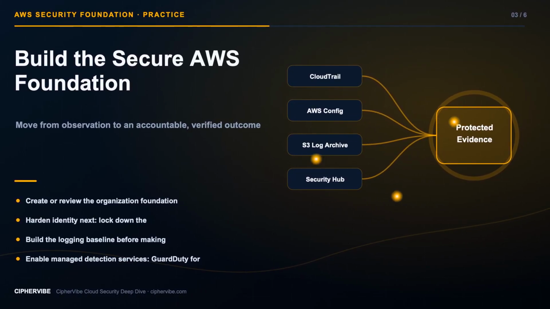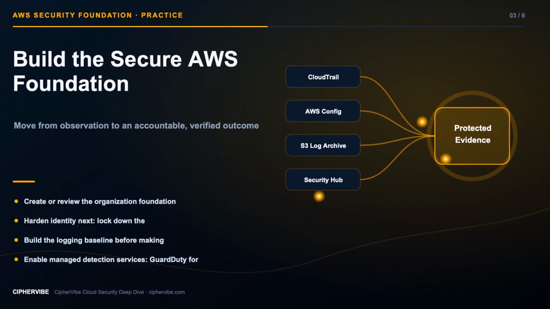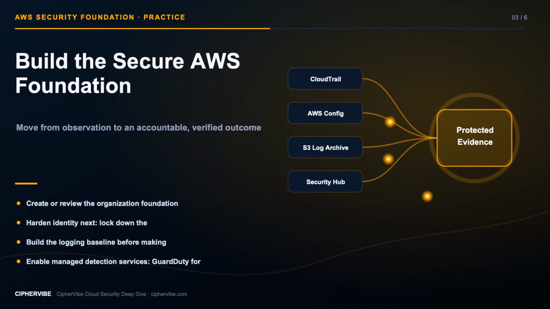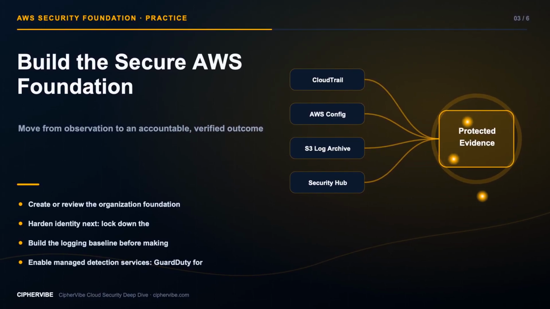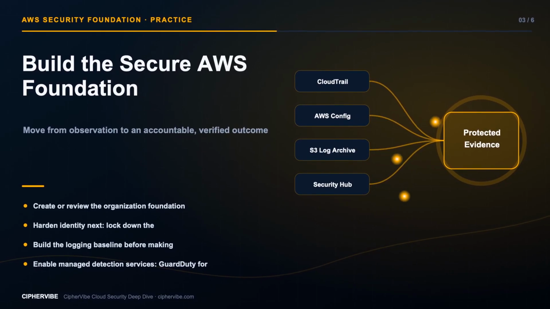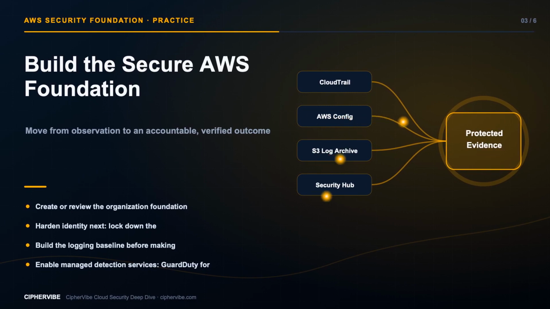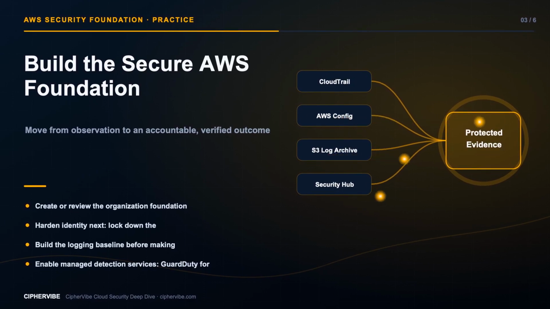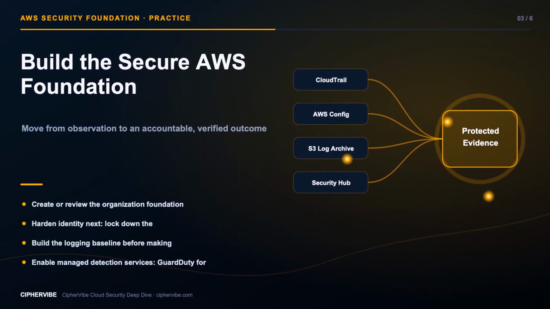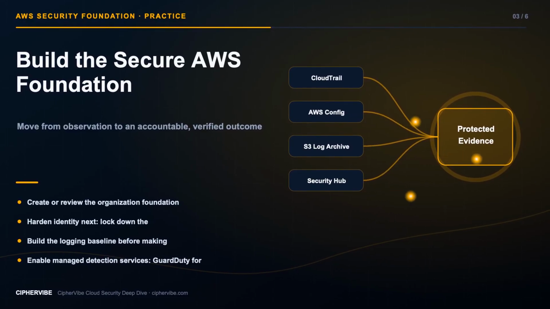Third, build the logging baseline before making more changes. Enable CloudTrail organization trails, protect log buckets with strict policies and encryption, enable AWS Config in every account and region, and send findings to the security account. Fourth, enable managed detection services. GuardDuty for threat detection, Security Hub CSPM for posture management and aggregation, Inspector for EC2, ECR, and Lambda vulnerability visibility, and Detective or Security Lake for investigation depth.